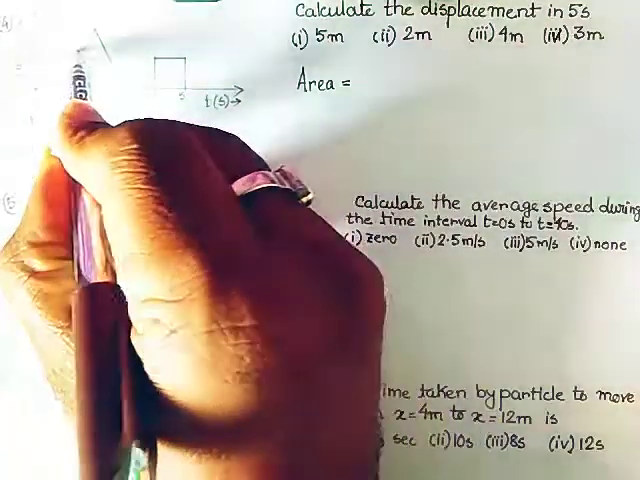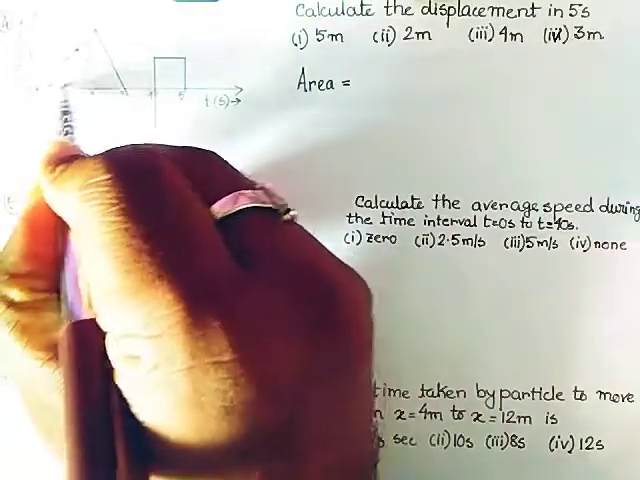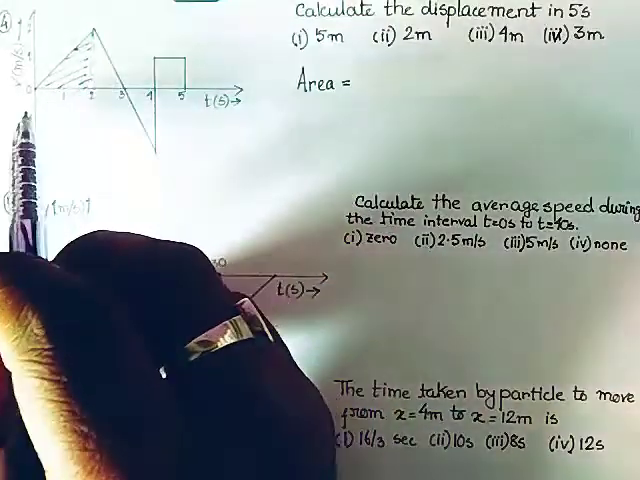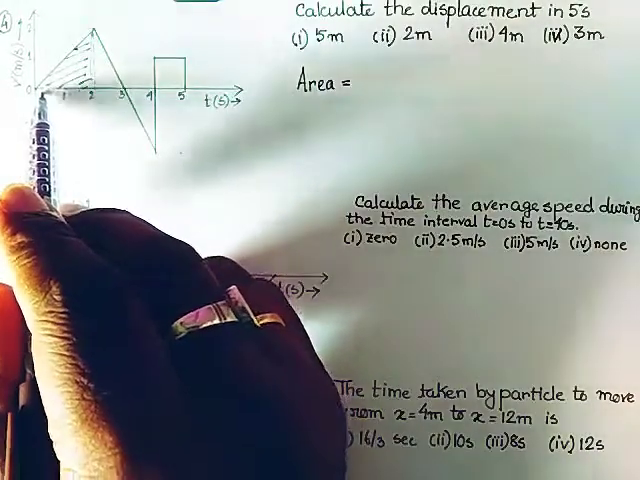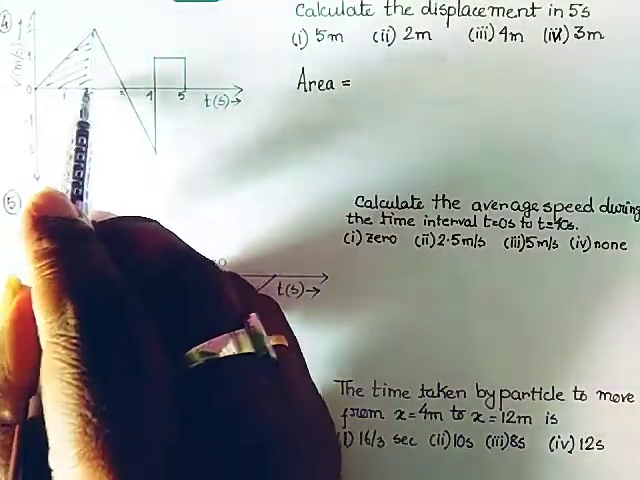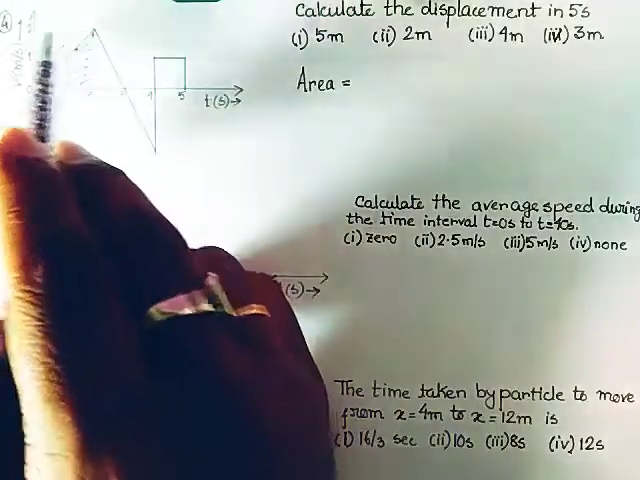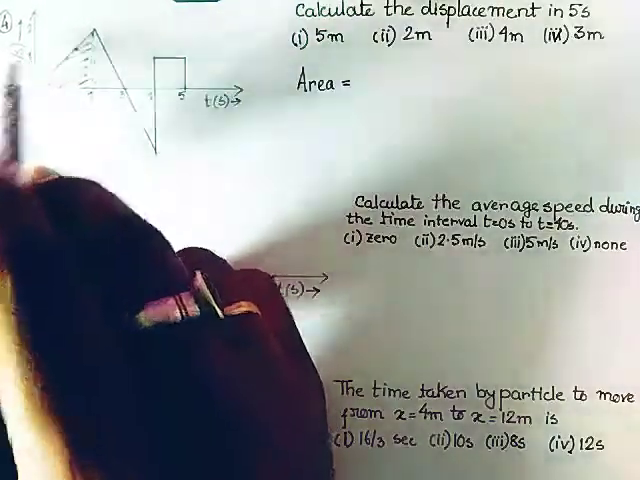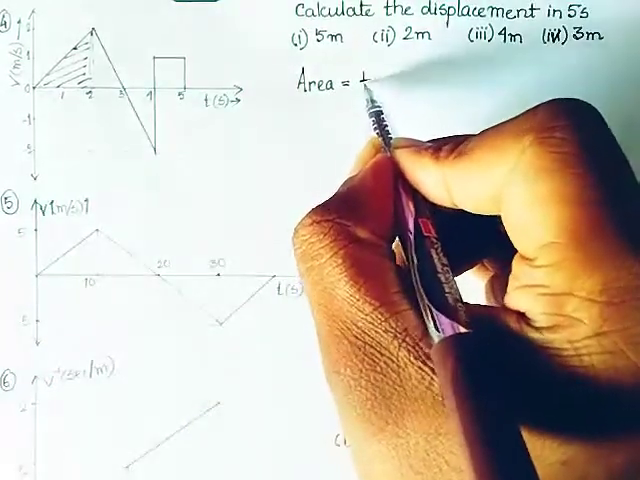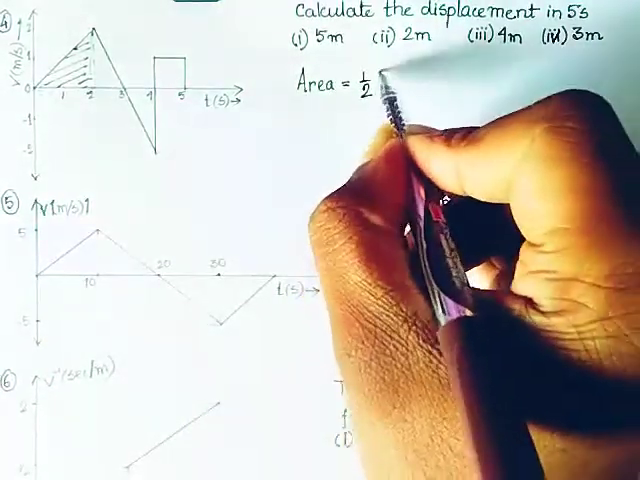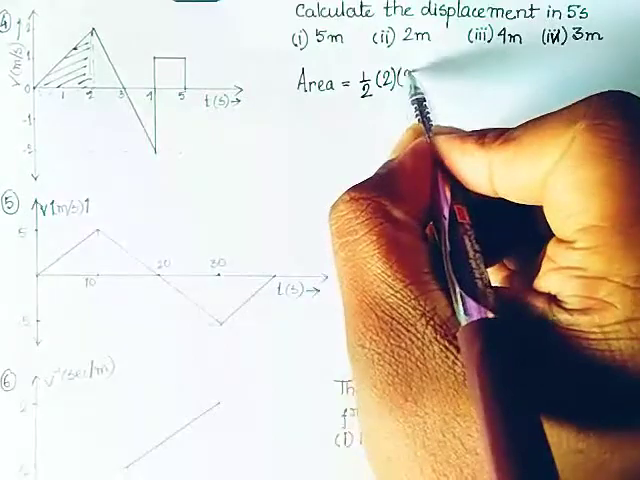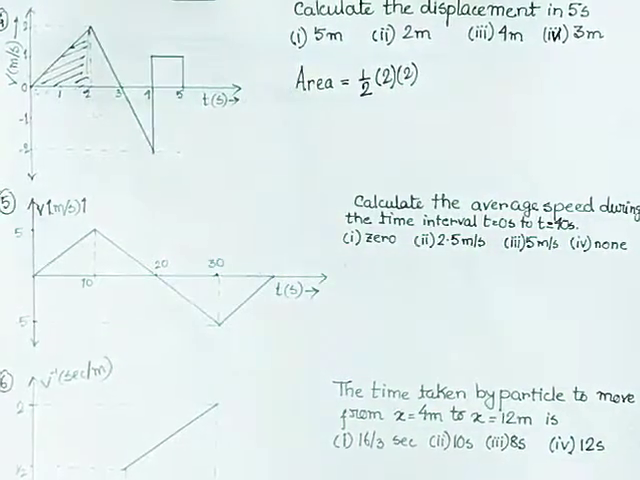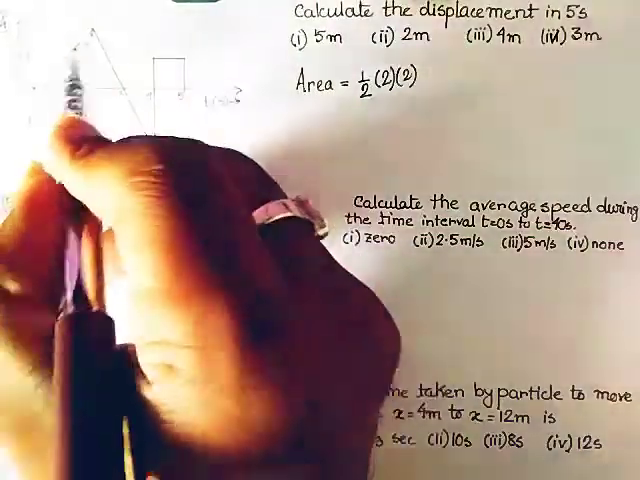So I have considered this first geometrical shape from here to here. It is a triangle. If it is a triangle, then just see the base is 2 and the height is also 2. That is, here to here it is 2 and here to here it is 2. It is 2 seconds, it is 2 meter per second. So whatever it is, it is 1 by 2 into 2 into 2. So base into height.